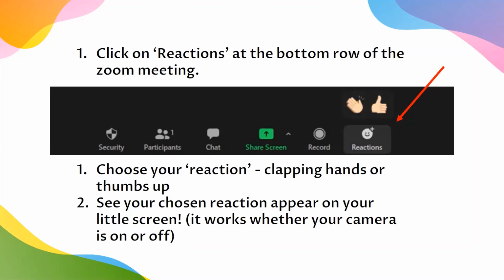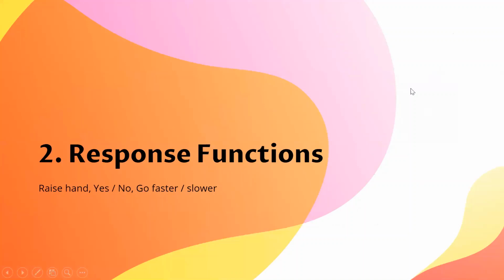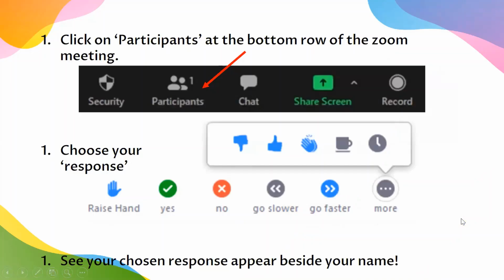Okay, so everyone mastered this. Well done. Very easy. All right, next one will be the response functions. So this one, it's a slightly hidden function. First, what I need you to do is the same thing. Go to that magical row of buttons at the bottom. But now I need you all to press participant. Do you see the two human heads? The icon with two humans.